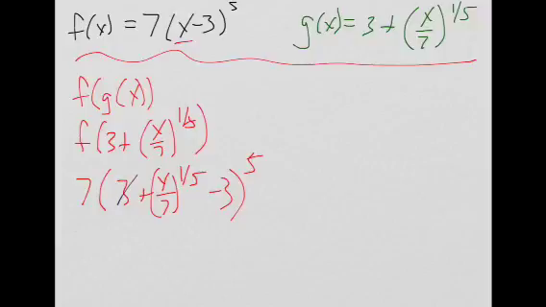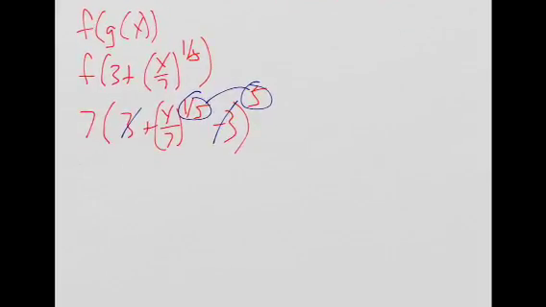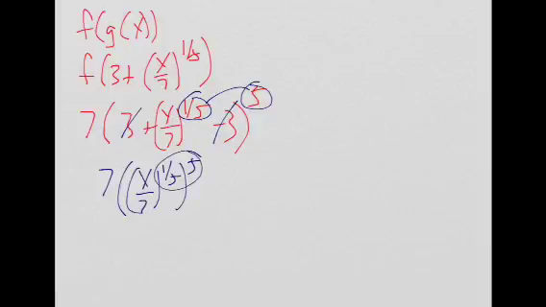And the 3 minus 3 is going to cancel out. So I've got a 1/5 power. Let's just write that out to make sure that I'm not going too fast. 7 times (x over 7) to the 1/5 raised to the 5th, so I can indeed use my properties and cancel those out. And I'm going to get 7 times x over 7, which is just x. So f of g of x does indeed equal x. We're good so far. Halfway there.